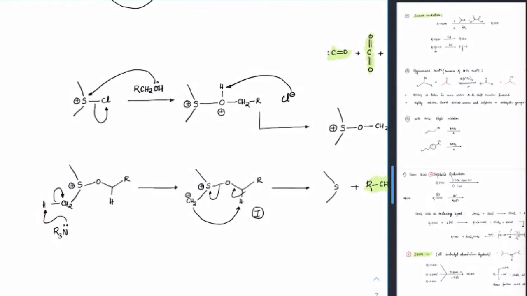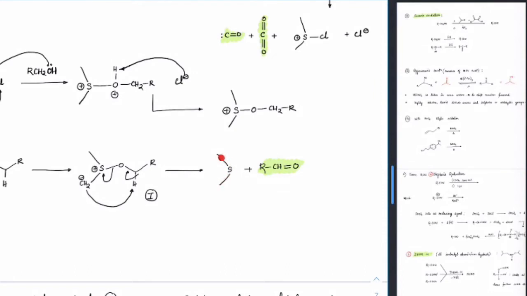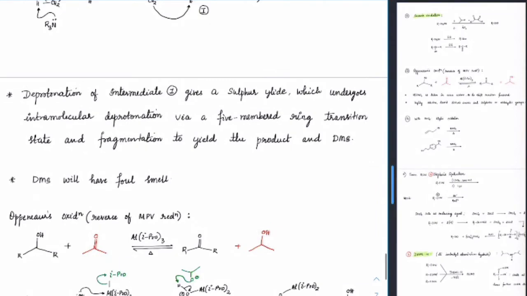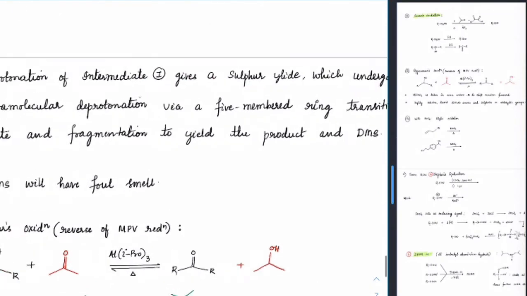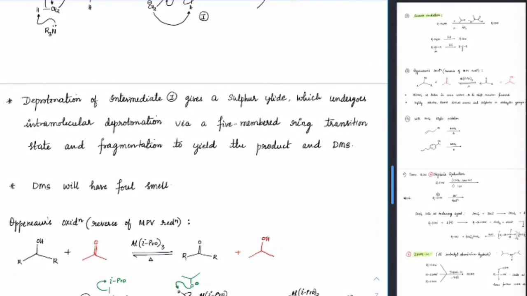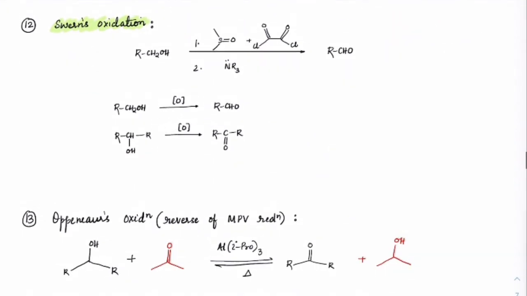Once it extracts the proton, this will become CH2 minus. That CH2 minus will fetch the alpha hydrogen from the reactant, and it will form an aldehyde, and dimethyl sulfide will form. Like I said, the minute dimethyl sulfide forms, it will give you a foul smell, which makes the reaction complete. Okay. So deprotonation of intermediate 1 gives the sulfur ylide, which undergoes intramolecular deprotonation. So that's how the reaction is taking place here. You can revisit and check the mechanism once again.